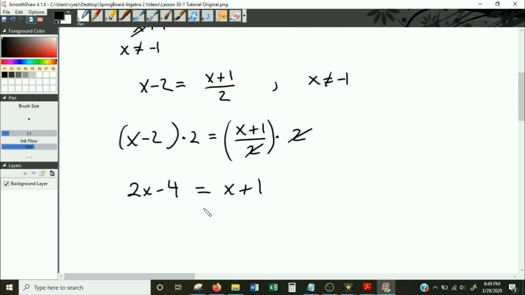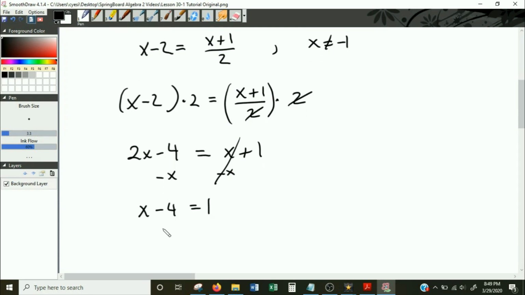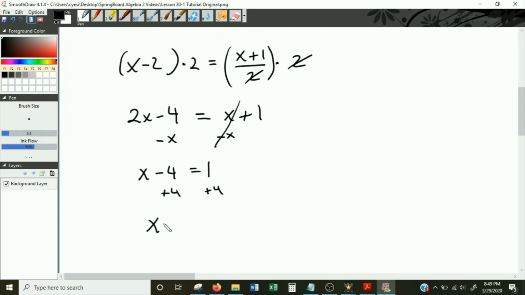And now what I'm going to do is subtract x from both sides. So this cancels with that, and I get x minus 4 equals 1. And then I just add 4 to both sides, and I get x equals 5.